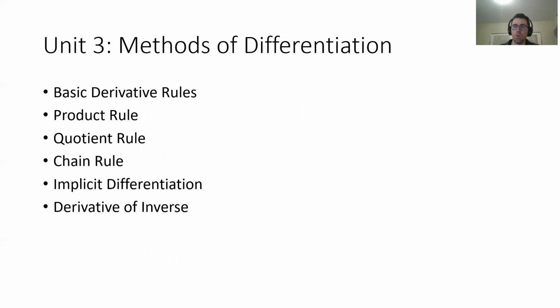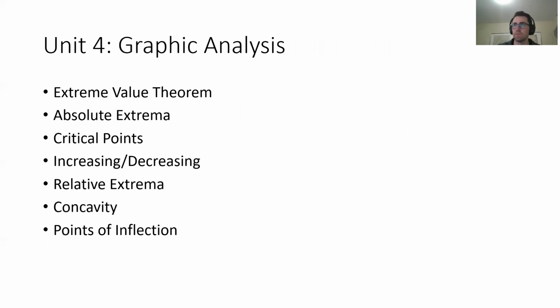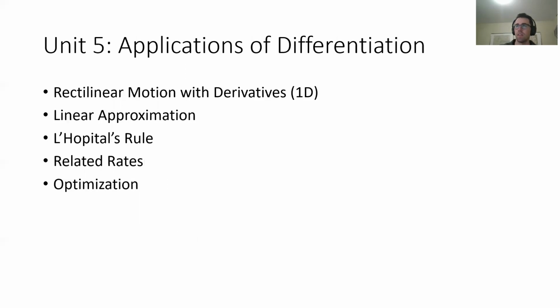Then we practiced all those different ways of calculating the derivative. There are basic derivative rules, product rule, quotient rule, chain rule, implicit differentiation, and derivative of the inverse. Then there was unit 4, graphical analysis, starting with the extreme value theorem, absolute extrema, critical points, increasing, decreasing, relative extrema, concavity, and points of inflection. That tends to be the toughest unit for derivatives because it's a lot of information, a lot of mathematical flexible thinking. So we'll make sure we dive deep on that.